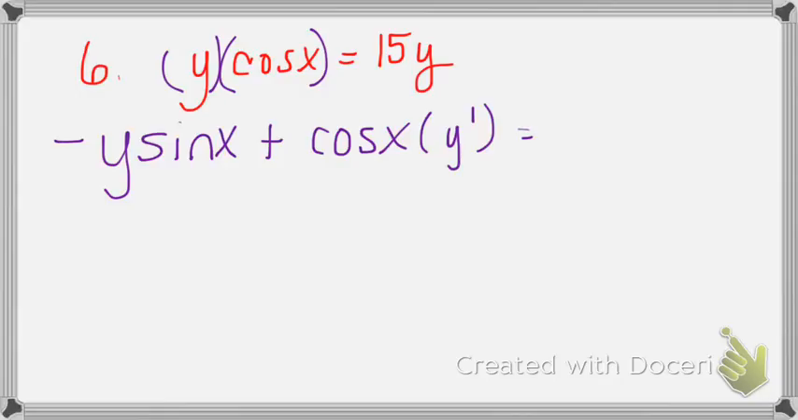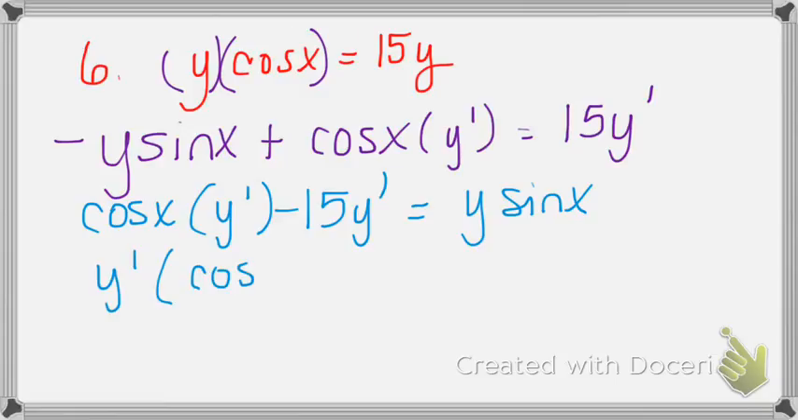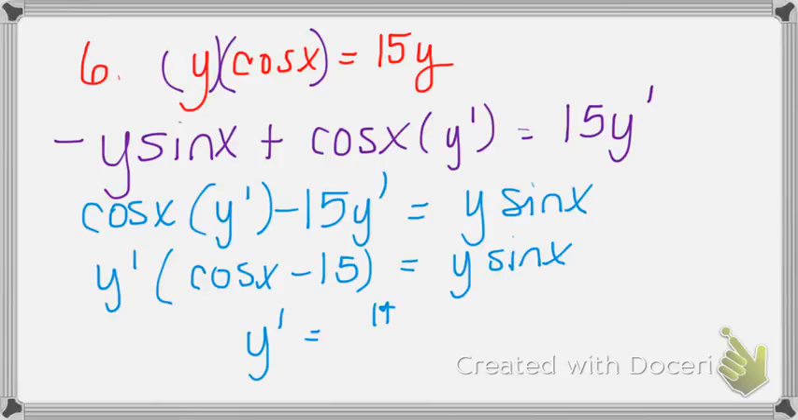And then the derivative of 15y would be 15, and then the derivative of y is y prime. Again, I want to move everything with y primes together and everything else to the other side. So I'm going to leave my cosine of x and y prime on that side, subtract my 15y prime, and then add the y sine of x. Factor out a y prime. And then divide.